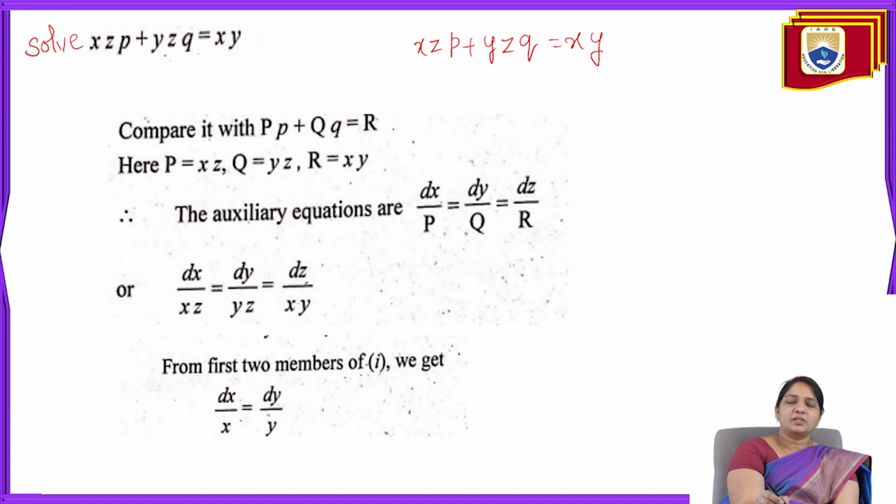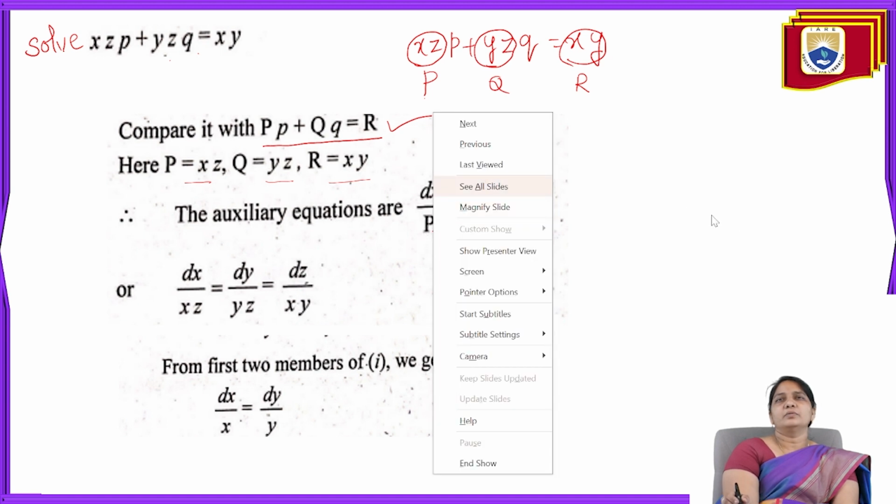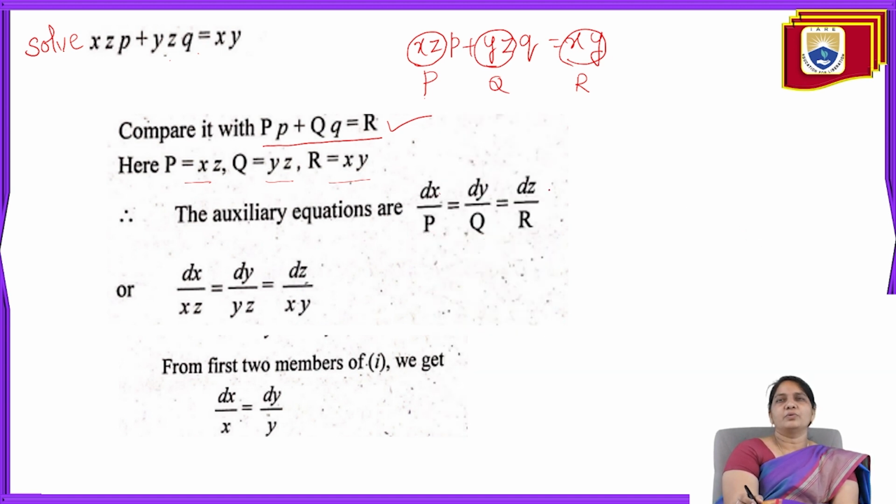Now I am comparing this with the equation capital P into p plus capital Q into q equal to R. So here this is the capital P value, this is the capital Q and this is R. Now P is xz, Q is yz and R is xy. Therefore, the auxiliary equation or subsidiary equation is dx by P equal to dy by Q equal to dz by R. So here I replace the P, Q, R values: dx by xz equal to dy by yz equal to dz by xy.